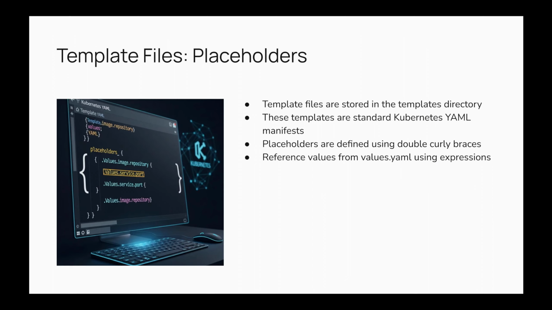The template file. Finally, we have the template files, which must live in the templates directory. A template file is just a regular Kubernetes YAML manifest that can optionally contain placeholders. Placeholders are defined using double curly braces. To reference a value from your values.yaml file, you use the expression double braces, .Values, and the key.